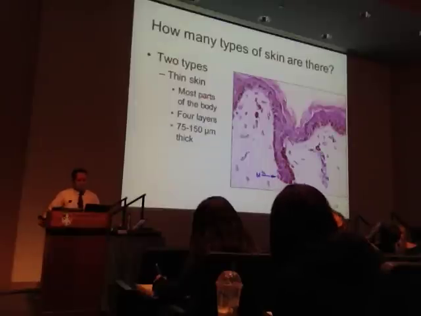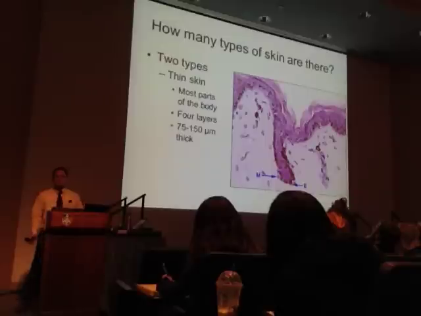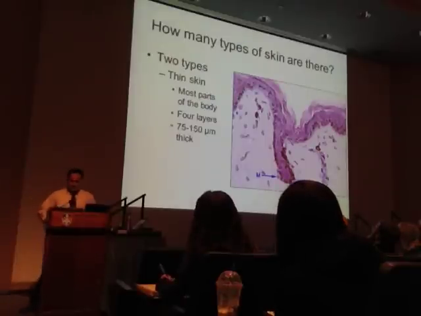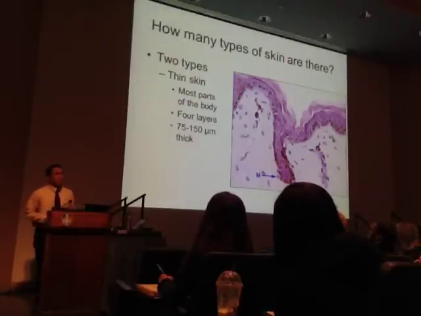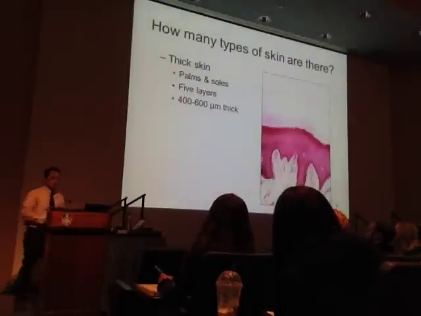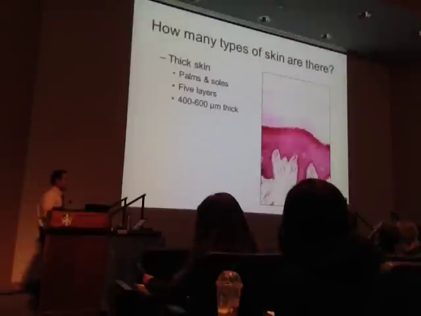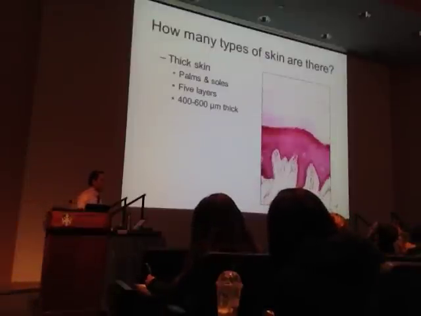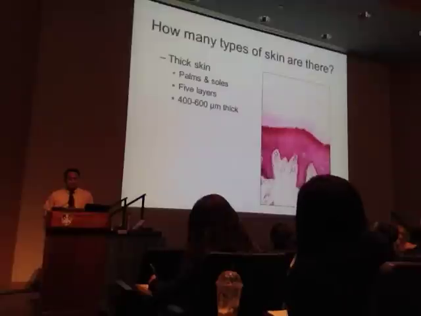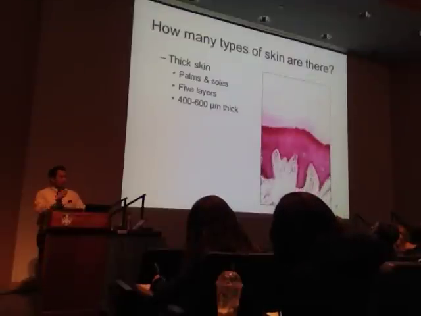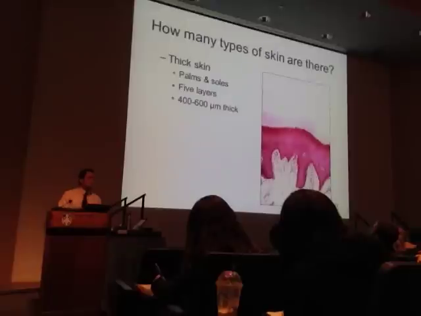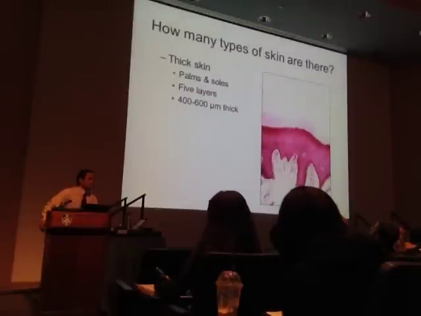And it's about 75 to 150 microns in thickness. The layer that it's missing is the layer known as the stratum lucidum. Stratum lucidum is the layer that's missing. If you contrast thin skin to thick skin, thick skin is found primarily on the palms and the soles of the feet. It's 5 layers. It includes the stratum lucidum layer, and it's about 400 to 600 microns thick.